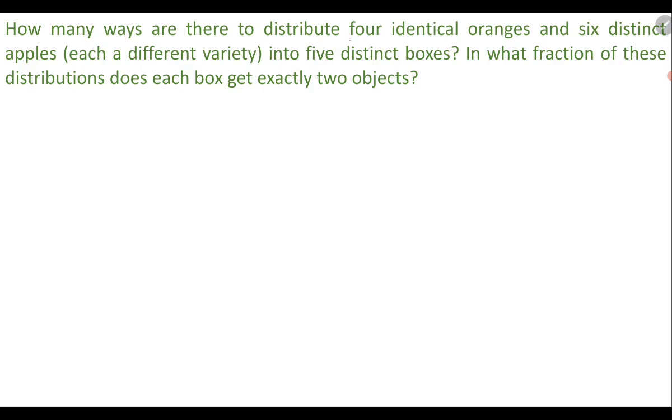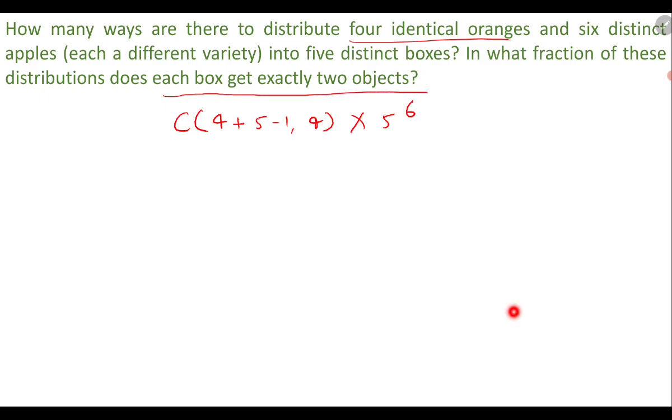Number of ways to distribute 4 identical oranges and 6 distinct apples into 5 distinct boxes. For the identical oranges, it is C(r + n - 1, r), where r is the number of oranges, so 4, and 5 is the number of boxes. And then for the distinct apples, n raised to the power r, so 5 raised to the power 6. The other case says that each box gets exactly 2 objects. So now we have to consider different cases. You can try this by yourself first.